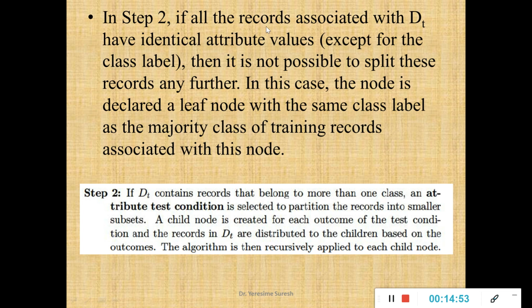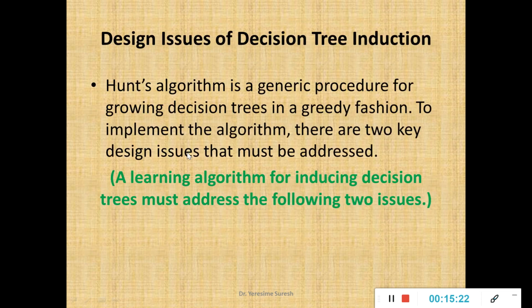So in step 2, if all the records associated with DT have identical attribute values except for the class label, then it is not possible to split these records any further. That means that will be itself the leaf node. In this case, the node is declared as leaf node with the same class label as the majority of the class training records associated with it. That's what I said. More number of yes, class label will be yes. More number of instances with no, class label will be no. This is your Hunt's algorithm.